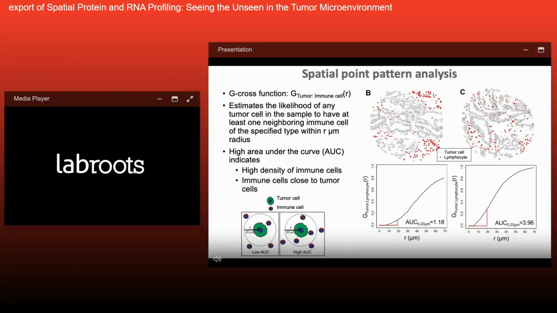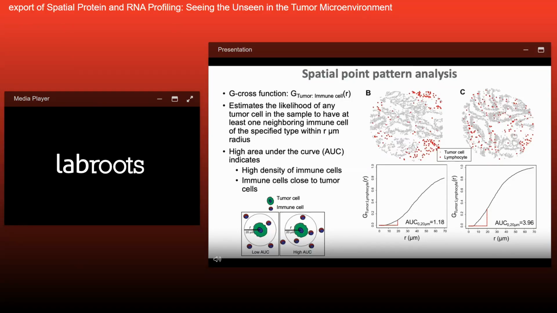In addition to simply counting how many cells were present, we could also take advantage of the fact that we knew where each of these immune cells was located. There are a number of ways that we can use this data to analyze the degree of colocalization between tumor cells and immune cells. One of the most common ways we do this is using a simple mathematical function called the G-cross function. In short, this function allows us to estimate the likelihood of any tumor cell in the sample having at least one neighboring immune cell within a radius that is pre-specified for the analysis.